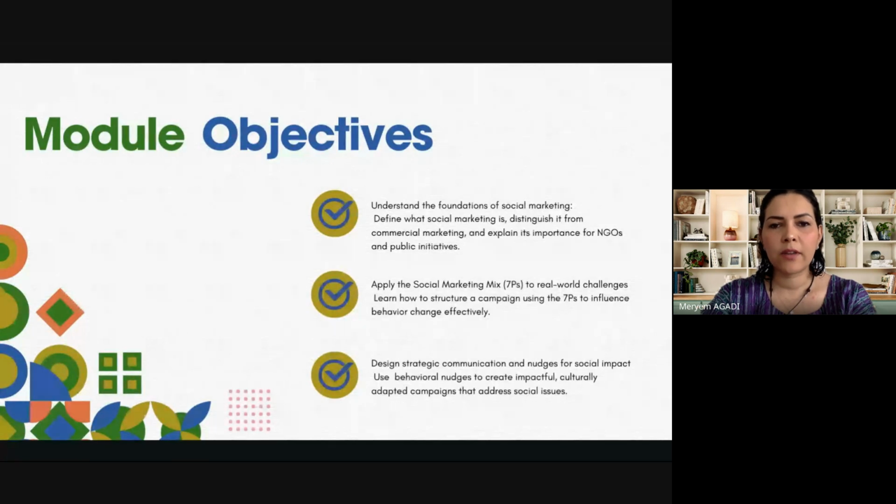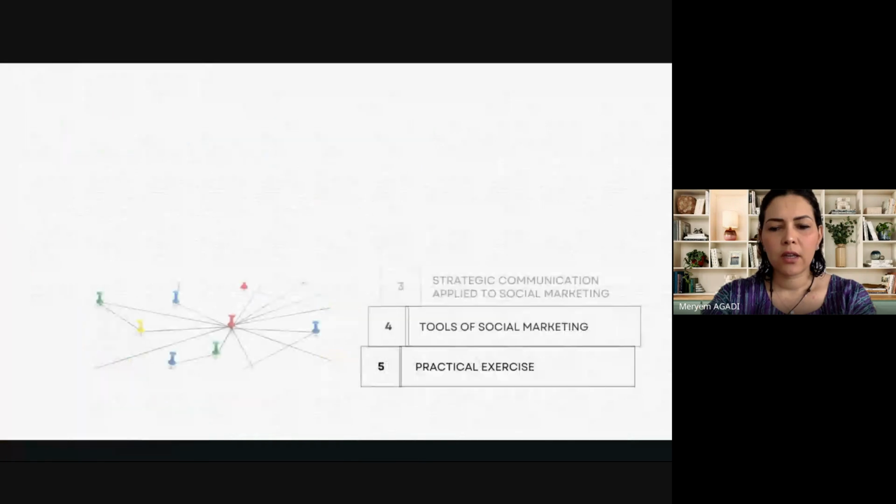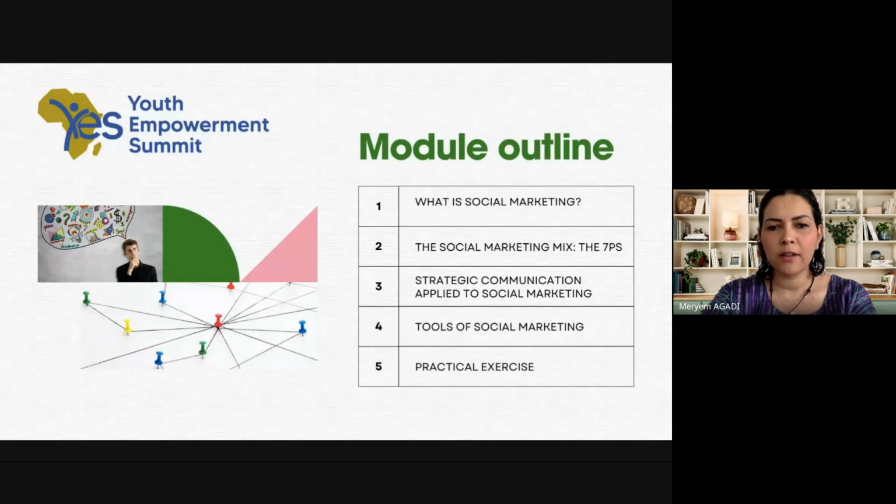So I already asked you the question about what social marketing is, but just to make it clear and to give you an overview of the next 1.5 or 2 hours, we will see the definition of social marketing, the 7 Ps, and then strategic communication, how we can apply it to social marketing, then how we can use social marketing tools, and then we will give you some practical exercises. I hope you can practice them all together and give us your feedback before leaving the session.